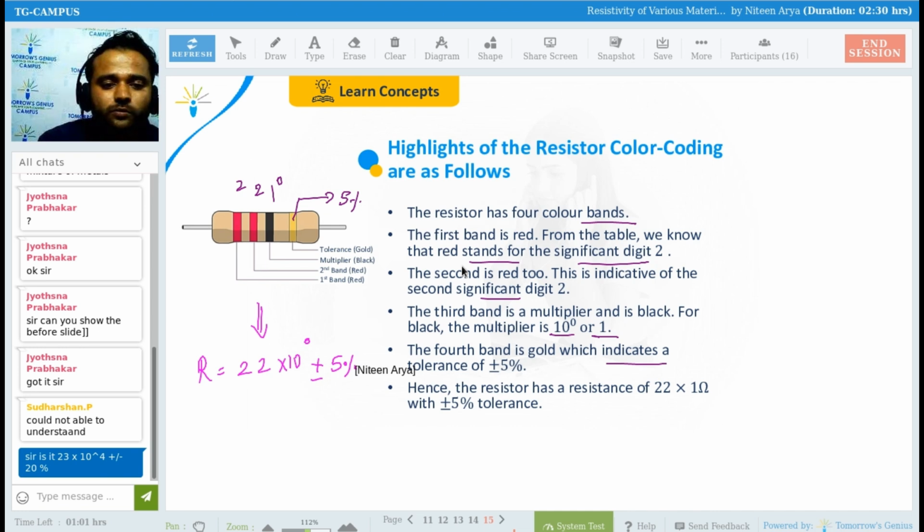Okay, and this is going to be very easy. Resistance: R is 10 to the power 0, and anything to the power 0 is 1. So 22 plus minus 5% ohm. Or you can write it down as 22 ohm plus minus 5% tolerance, or you can say error. Clear everyone?